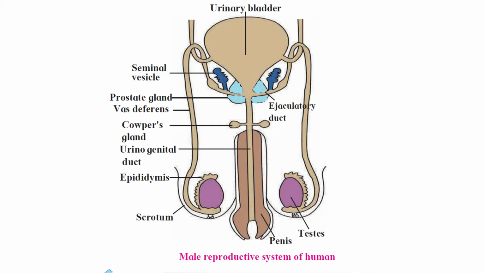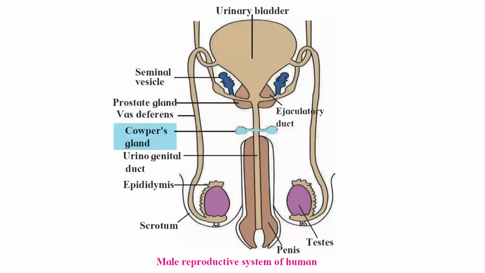The human male reproductive system consists of testes, that is TESTES in plural form, and in single form TESTIS. It also contains various ducts such as the urinogenital duct and ejaculatory duct. It also consists of glands such as prostate gland, Cowper's gland and seminal vesicle. These are the accessory glands.